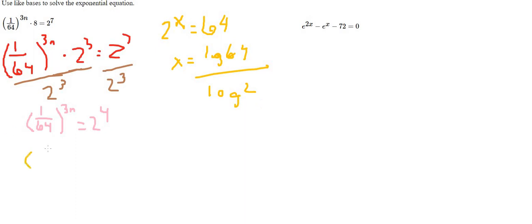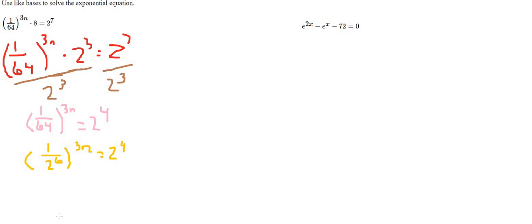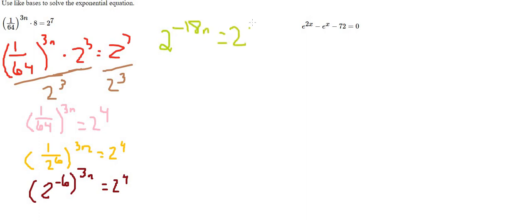So I could rewrite this at the moment and say 1 over 2 to the 6th power, to the 3n power, is going to equal 2 to the 4th. Now with the property of exponents, I'm going to rewrite the 1 over 2 to the 6th as 2 to the negative 6, and then to the 3n is going to equal 2 to the 4th power. Power to a power we multiply, so negative 6 times 3n is going to be negative 18n, so we're going to have 2 to the negative 18n equals 2 to the 4th.